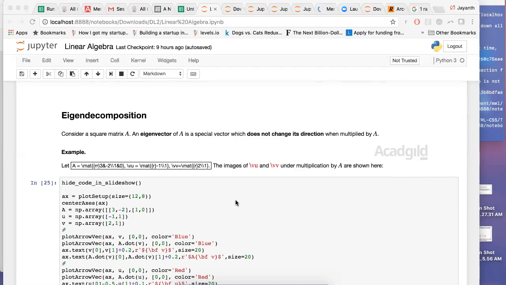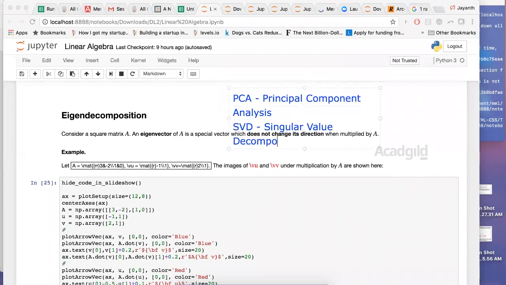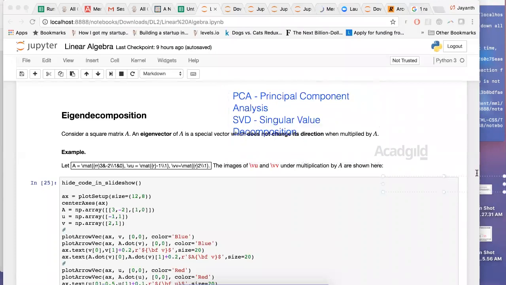Why are we getting very good spam filters? Why are we able to use Amazon Siri, Echo very well? It is because of a technique called principal component analysis. PCA is nothing but principal component analysis. Similarly, SVD is singular value decomposition. It's also called LSI, latent semantic indexing. SVM is a little different from SVD.